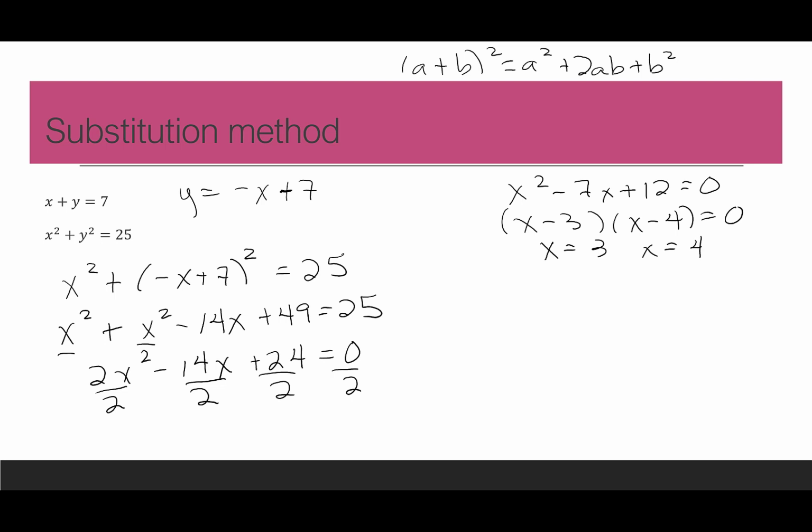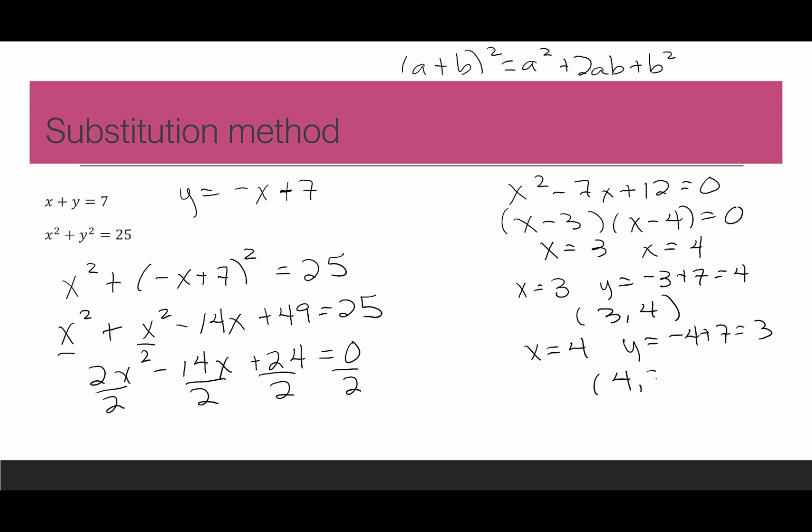Remember, we want points. So let's start off with just x is equal to 3. Then y is going to be negative 3 plus 7, which is 4. So here's 1 point, (3, 4). The other time, x is equal to 4. y is negative 4 plus 7, which is equal to 3. So I got this point, (4, 3).